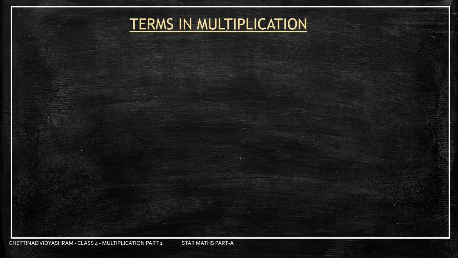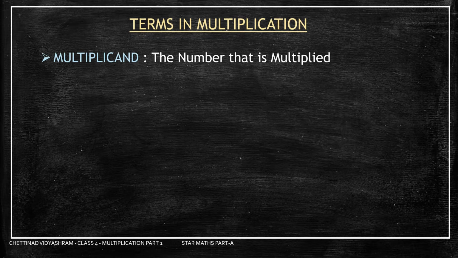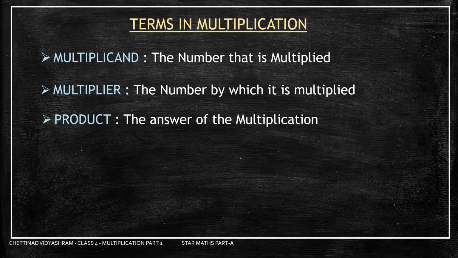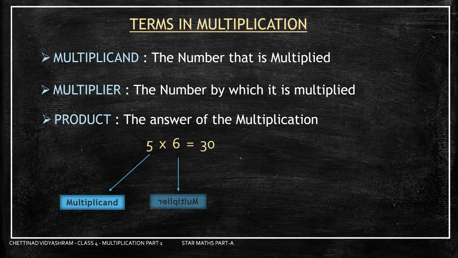Terms in multiplication. Multiplicand, the number that is multiplied. Multiplier, the number by which it is multiplied. Product, the answer of the multiplication. Let us consider an example. 5 into 6 is equal to 30. Here 5 is the multiplicand, 6 is the multiplier, and the answer 30 is nothing but the product.